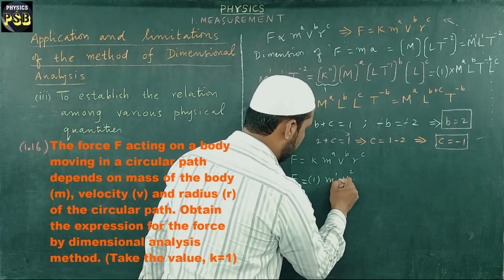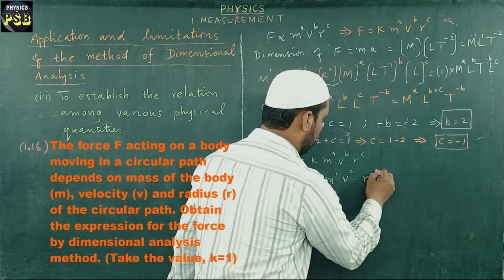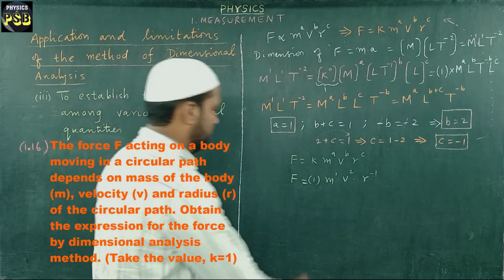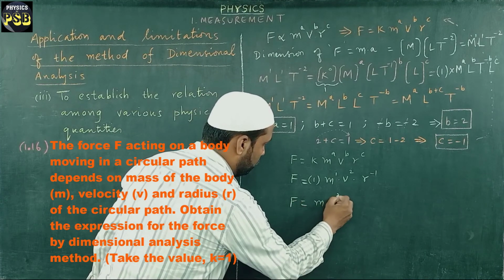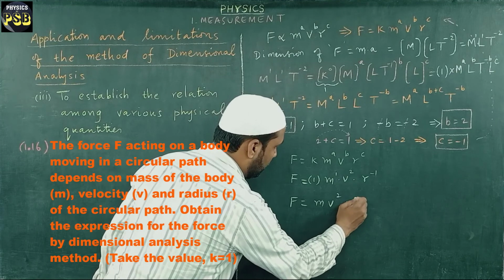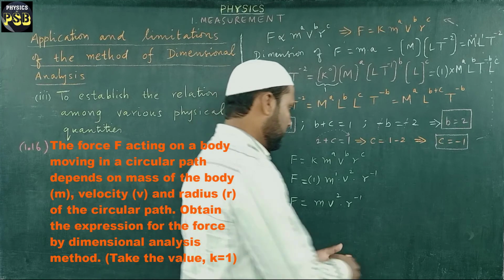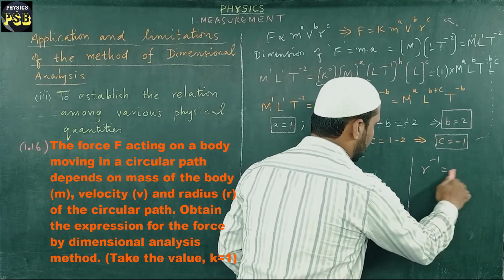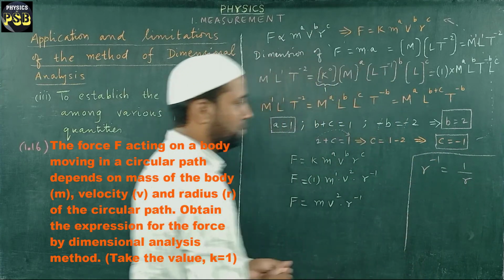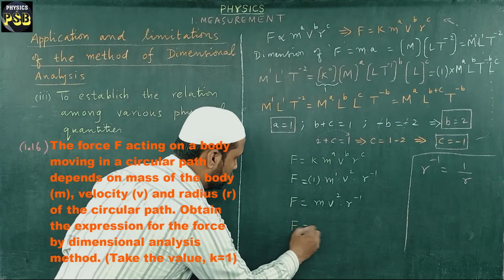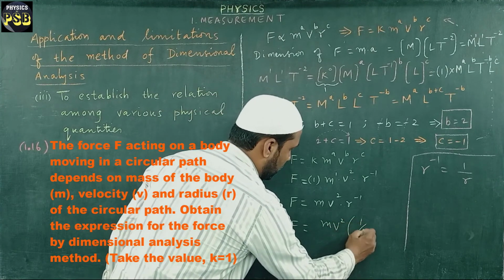Then the place of c is minus 1. So what do we get? We get this: F equals m v square r power minus 1. Now r power minus 1 can be written as 1 upon r. Okay, remember this. So F equals m v square into 1 upon r.